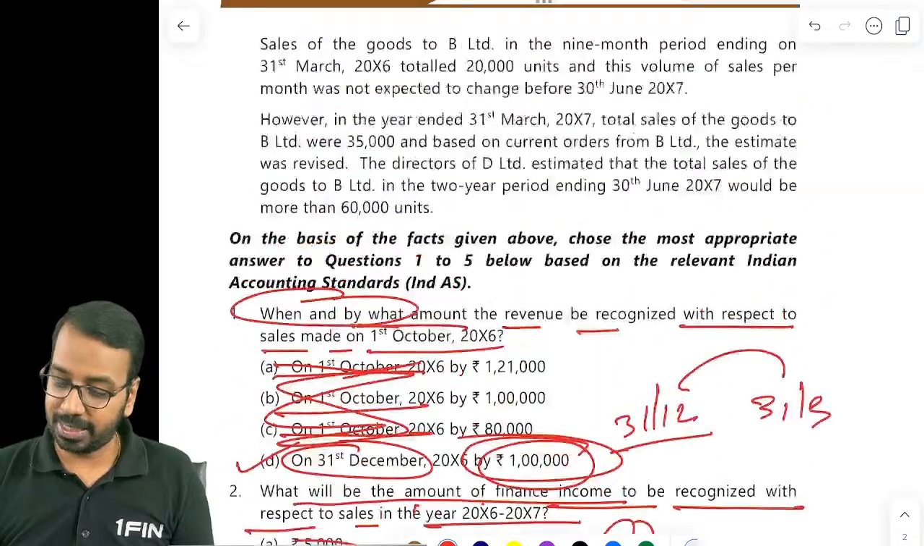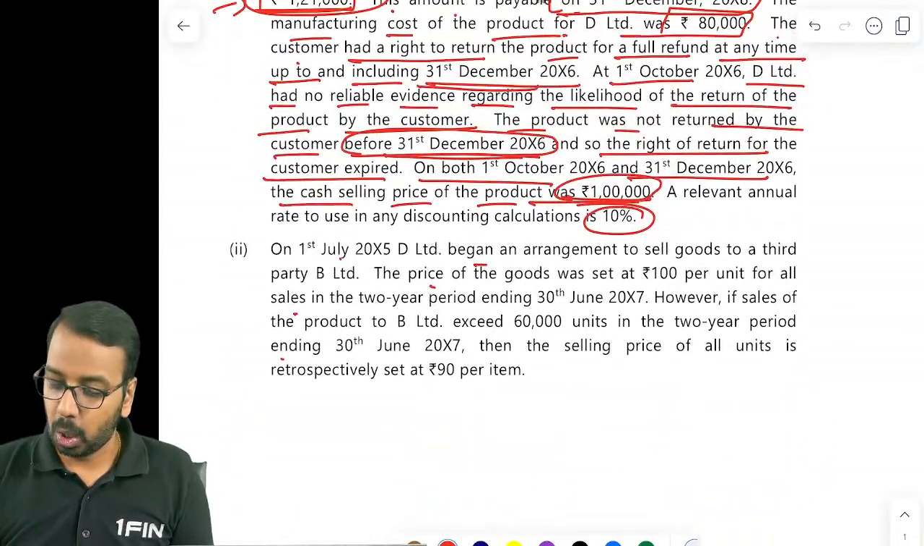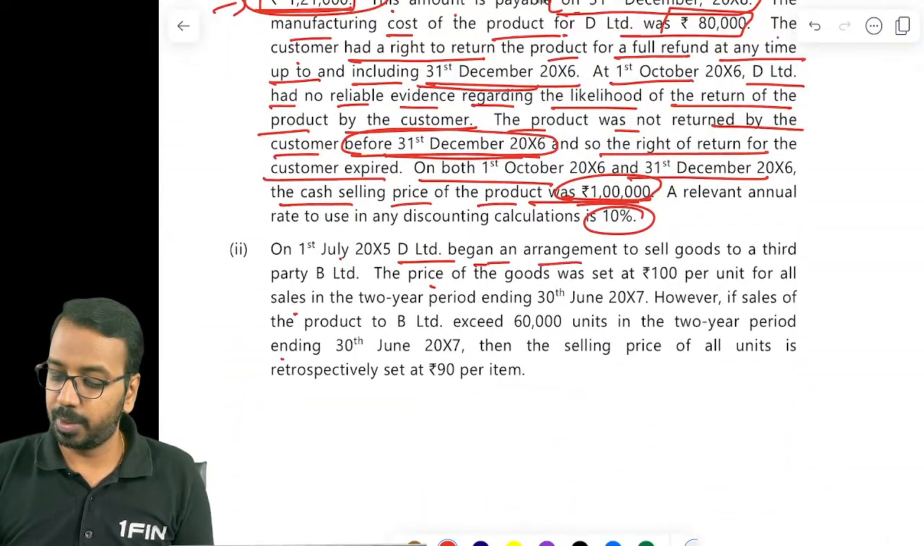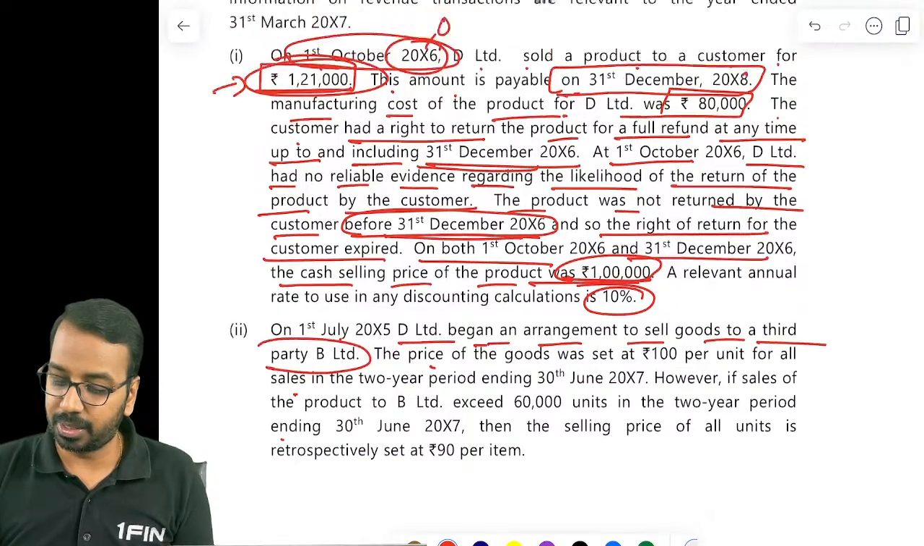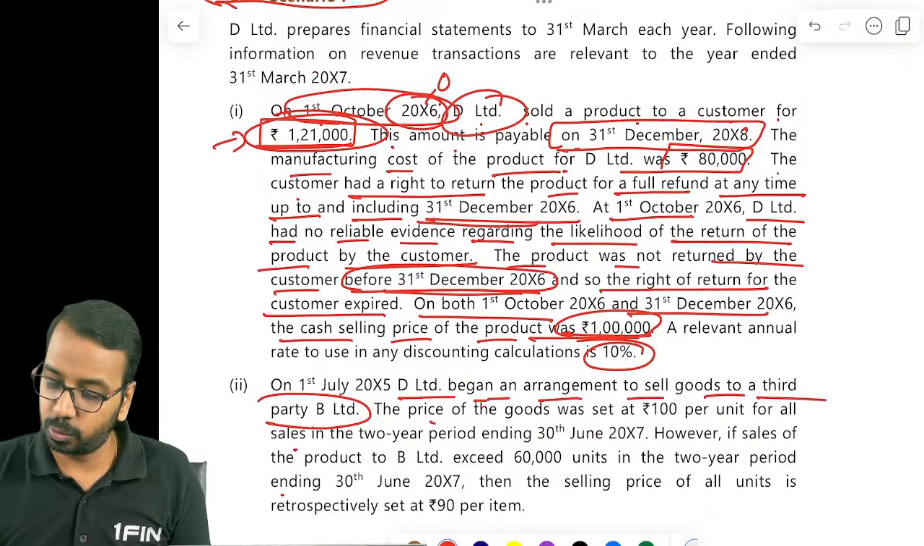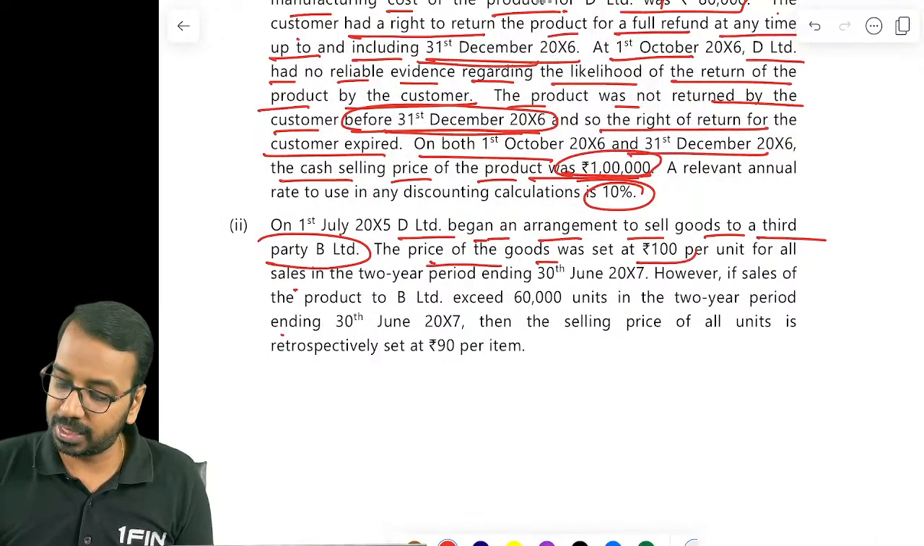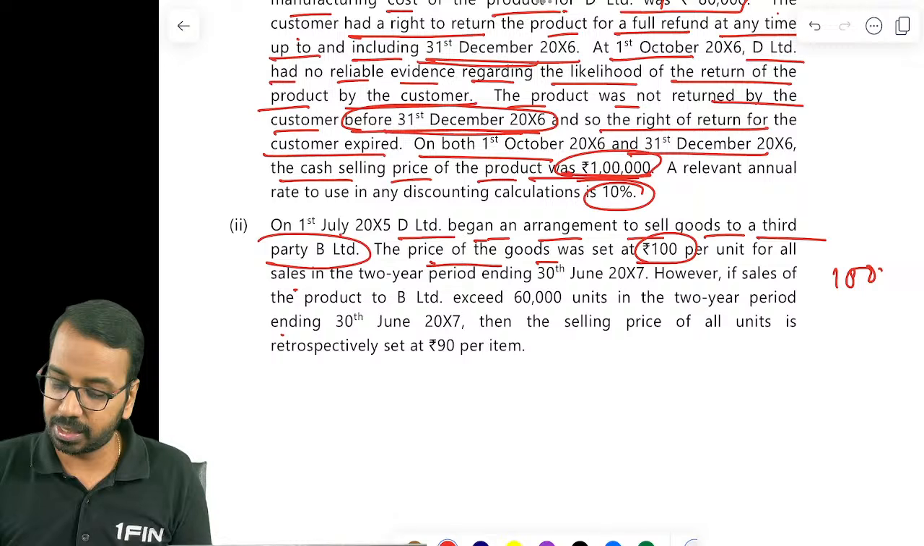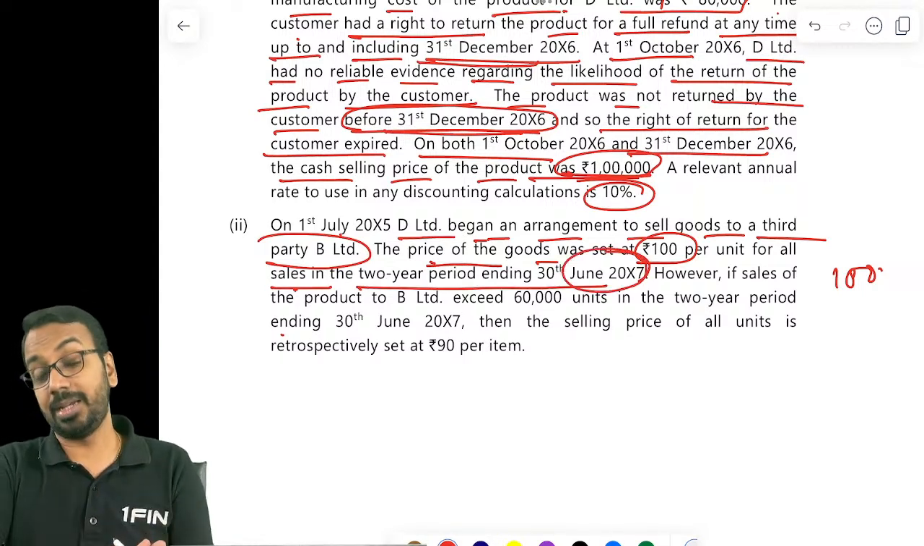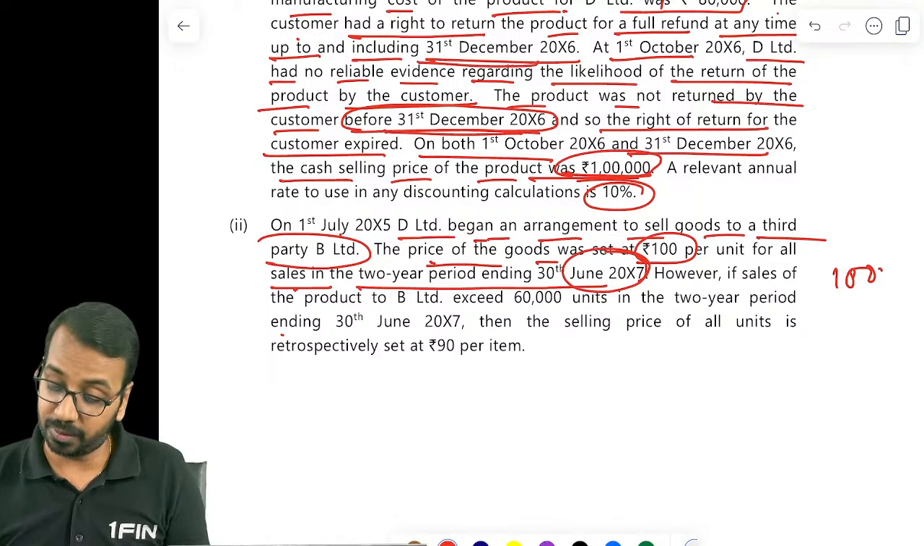Then the next case. On 1st of July, D Limited began an arrangement to sell goods to a third party, B Limited. Here, D Limited sold to a customer, here to a third party, B Limited. The price of the goods was set at 100 per unit. So this is the transaction price for all sales in the 2-year period ending on 30th of June. So from today, for the next 2 years, the price agreed is 100.